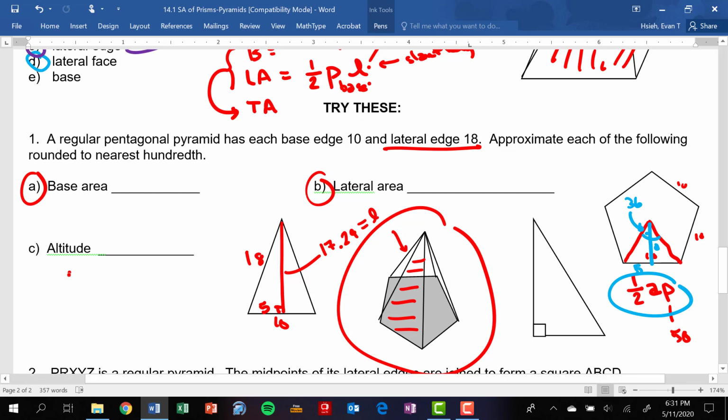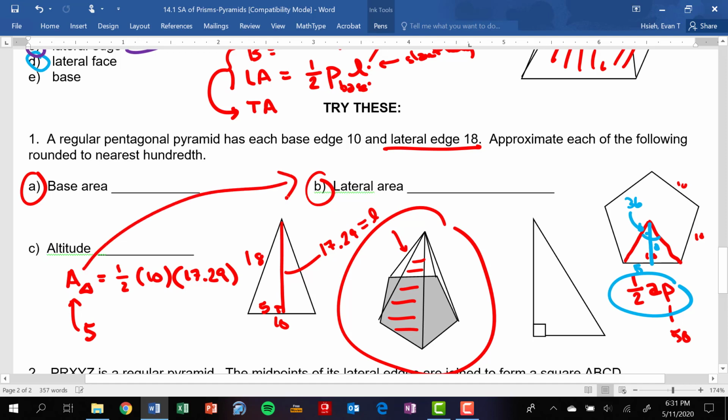So I could do the area of the triangle is equal to 1/2 of the base, which is 10, times the height, which is 17.29, and then from there multiply that answer by 5, since there's 5 of those isosceles triangles, to find the lateral area.